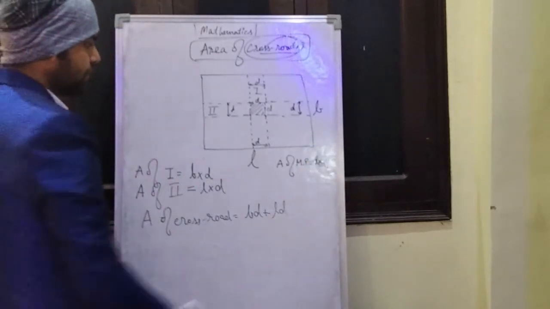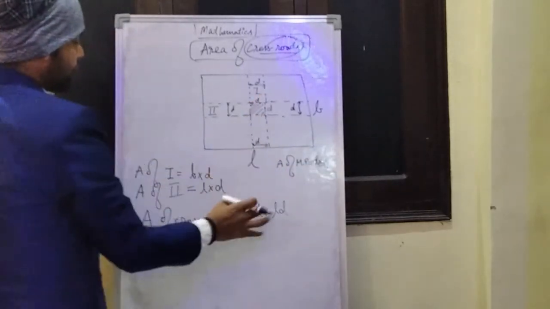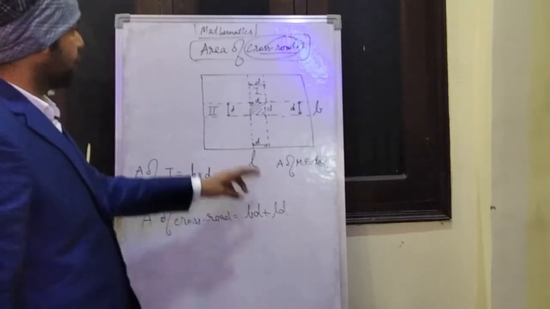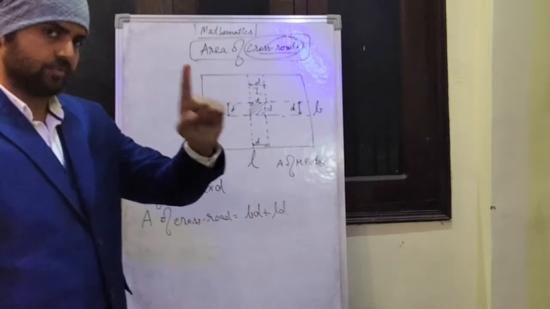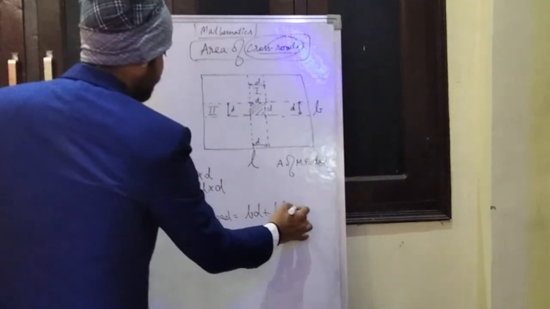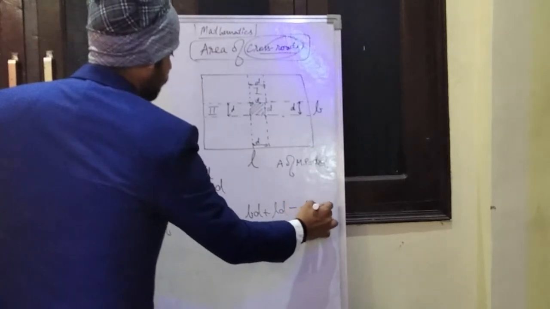Okay. So now this d into d should be subtracted from the total area, because when we were finding the total area, we were taking this middle portion two times. So we need to remove it once. Okay, I hope it is clear. So that's why we are going to subtract it once.